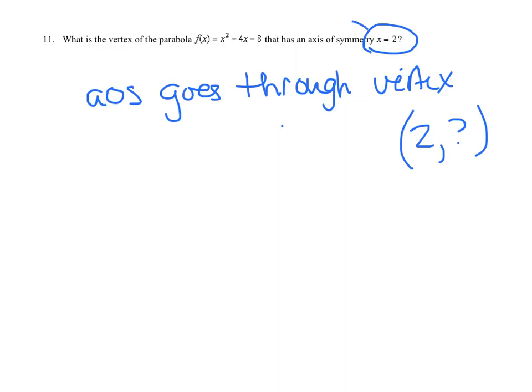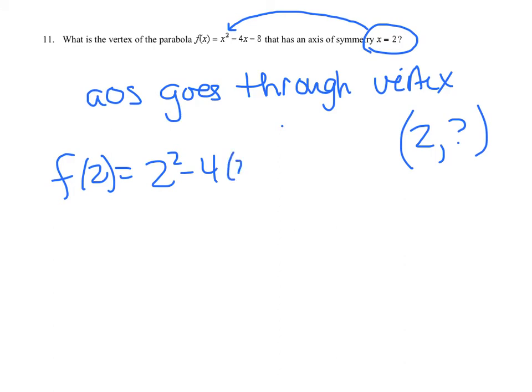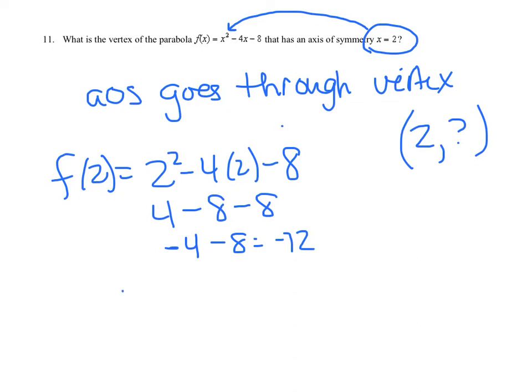All you need to do is take your x and plug it into the equation. So I would get f of 2 equals 2 squared minus 4 times 2 minus 8. 2 squared is 4, minus 4 times 2, which is -8, minus 8 again. 4 minus 8 is -4. -4 minus 8 is -12. So my vertex for this problem would be 2, -12.